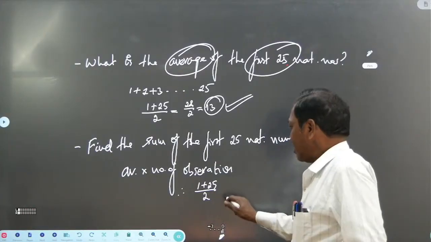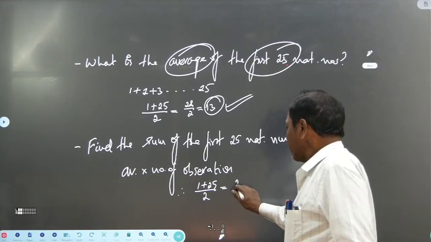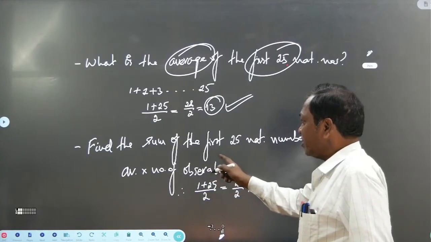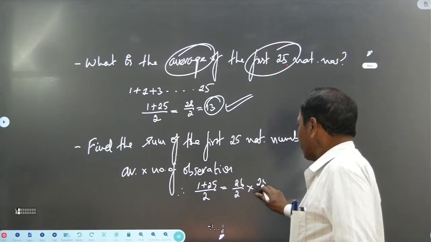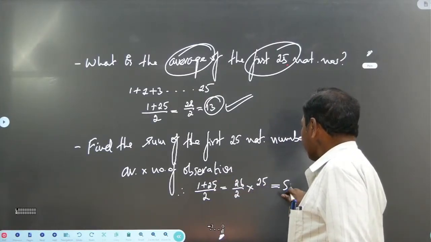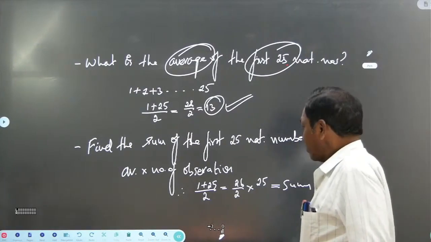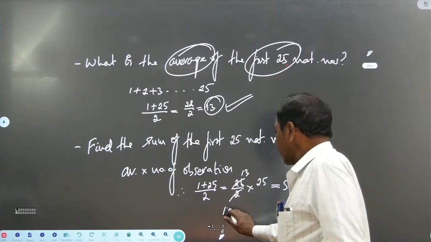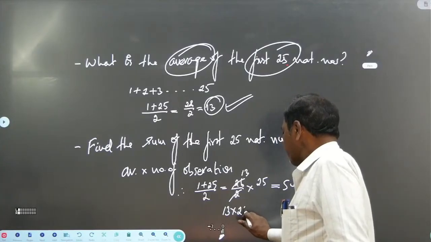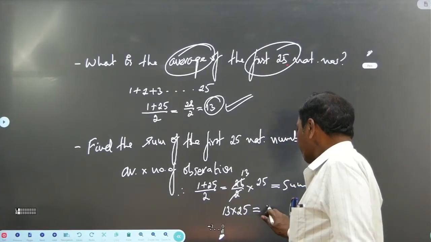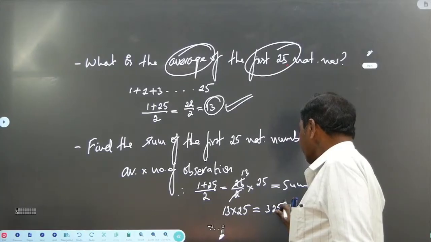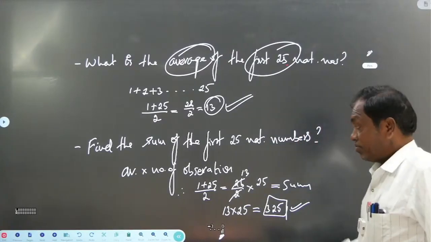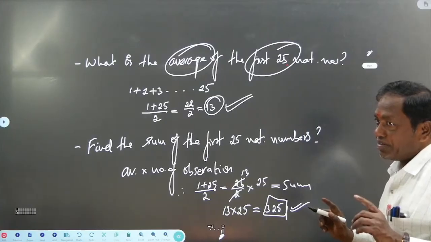Okay, 1 plus 25 by 2, you will get the average. And then what happens now? 26 by 2 into how many observations are there? 25. Put 25, you will get the sum. Right. So 2 ones are 2, 13s are 13 into 25. 13 into 25 is what? 325 is the answer. That is the thing. Because if we know the steps, then we can crack the question.